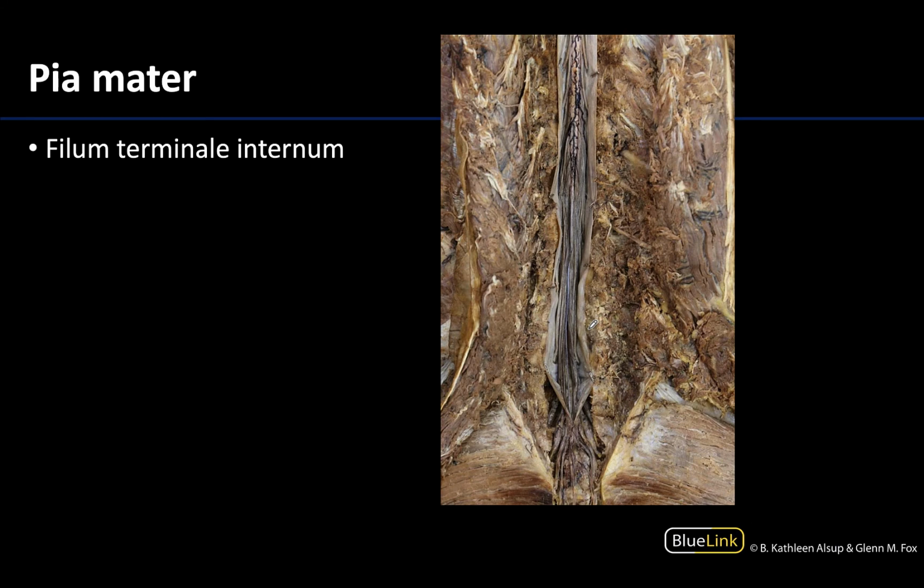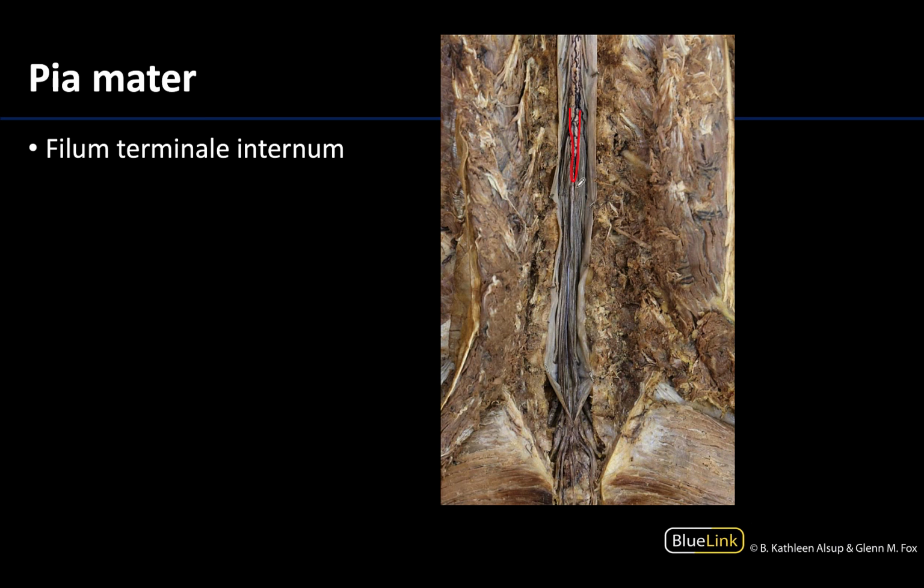I mentioned the filum terminale internum when discussing the externum. This is going to be an extension of the pia mater. So right here, I'm going to draw a line around what is referred to as the conus medullaris. We'll talk about that in more detail in another video. But basically, this is the tip or the end of the spinal cord, which occurs at around L2.